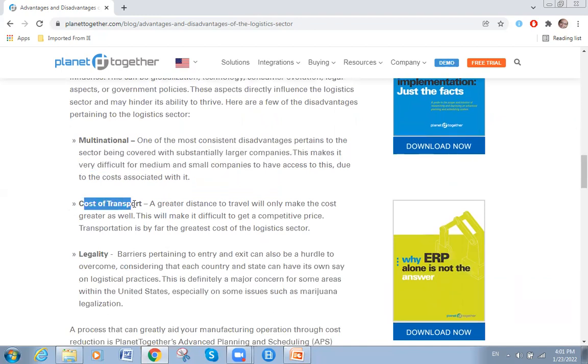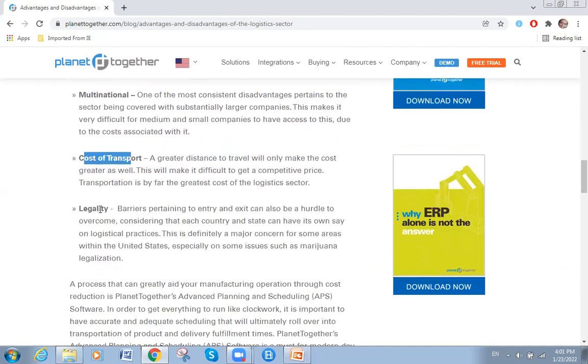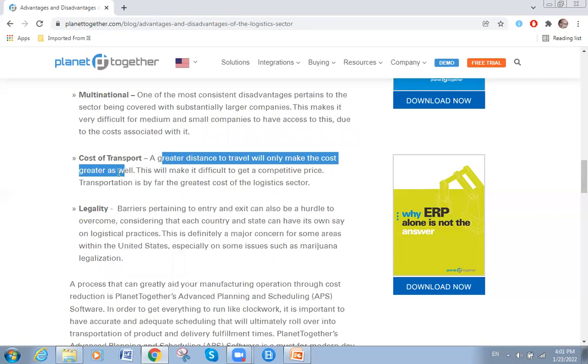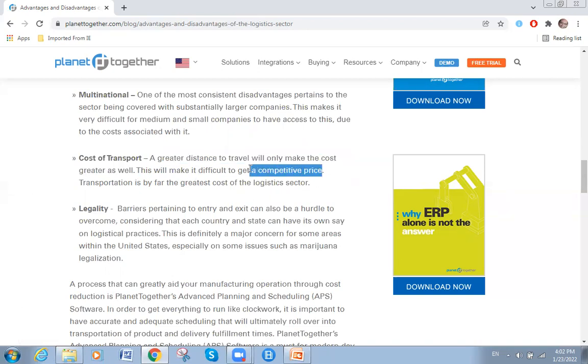Cost of transport, this is also a disadvantage of the logistic system. A greater distance to travel will only make the cost greater as well. So if we say this is also a disadvantage for the global logistics system, because once you work globally, you have also some problems. Transportation will be more, and consequently the costs also would be more. This will make it difficult to get a competitive price. Yes. Okay.